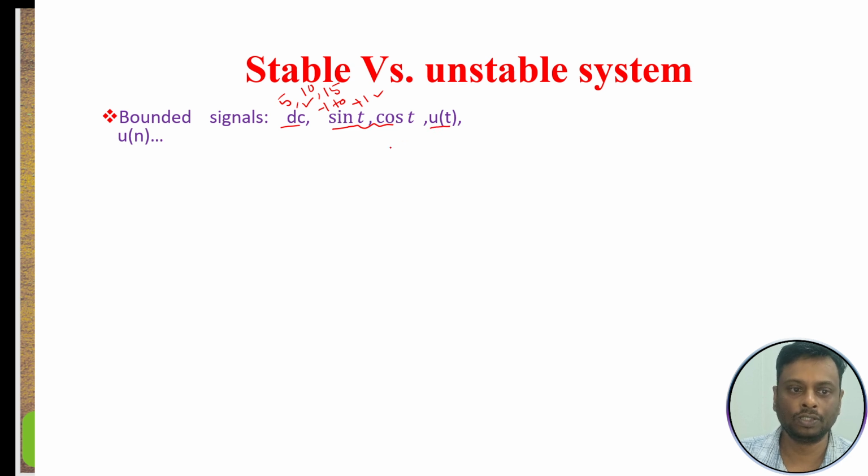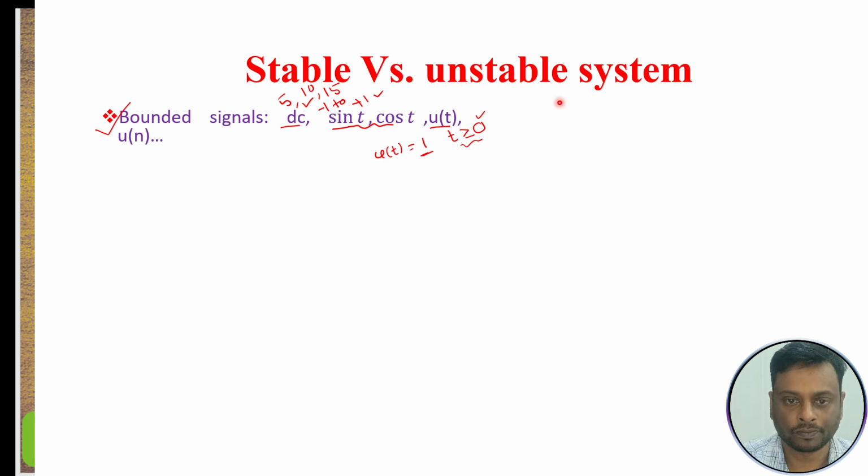You can also know u of t, or u of n, is a bounded signal. So u of t equals 1 for t greater than or equal to 0. At every instant of time the value is 1, so it is not going to infinity. That is why the signal is a bounded signal. These we will apply as input signals and check whether the system is producing a bounded output or not.